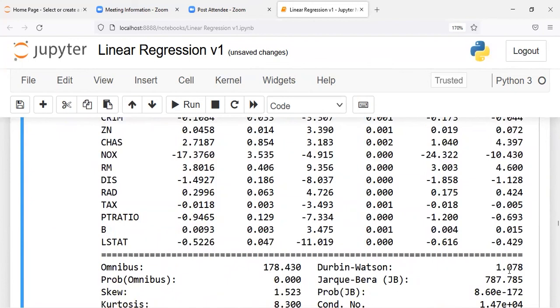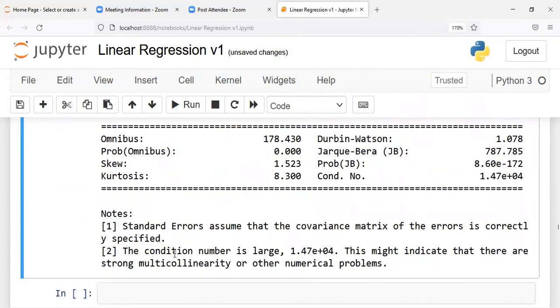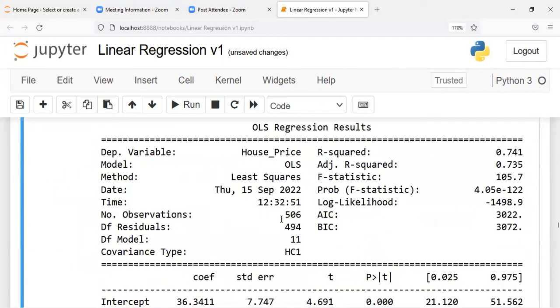Durbin-Watson statistic, as earlier, is not very satisfactory. We are again being shown that the conditional number is large. We have not taken any action to address the problem of high conditional number in this particular example. Finally, since we are worried about the Durbin-Watson statistic or the autocorrelation problem, what we will be doing is running a robust regression model. We will be printing heteroscedasticity robust standard errors. So let me go ahead and execute this particular model.